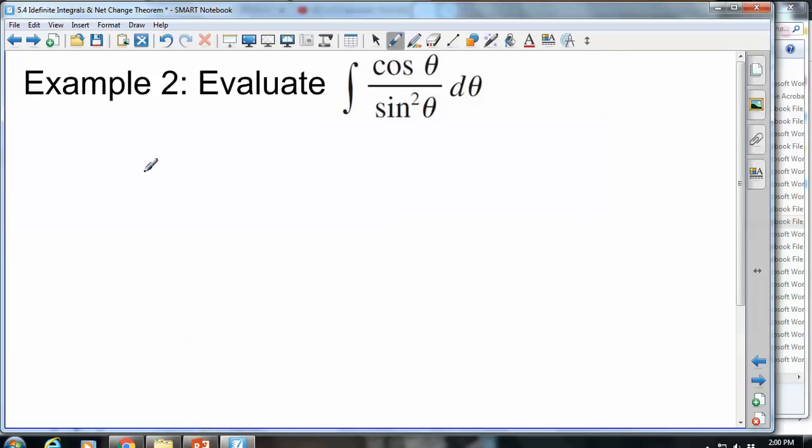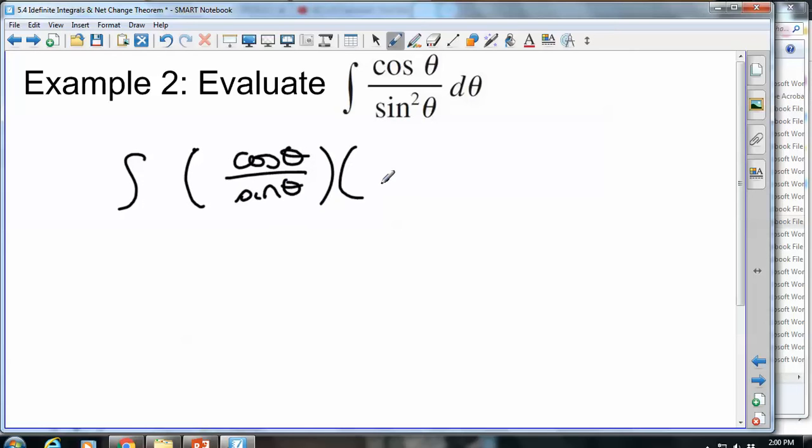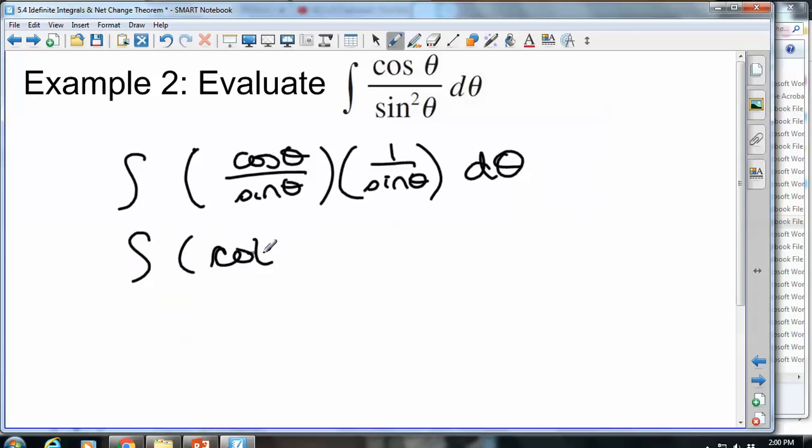Is there any way I could rewrite this problem? Cosine times sine to the -2. You could bring up a sine to the -2, but that just changes your quotient to a product. Either that or change it to cotangent, secant or cosecant. Sine squared is the same as sine times sine. So you could rewrite this as cosine over sine times 1 over sine. Well, that's just saying cotangent theta cosecant theta.